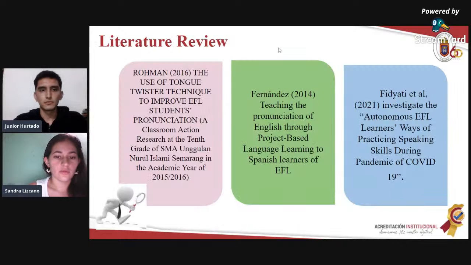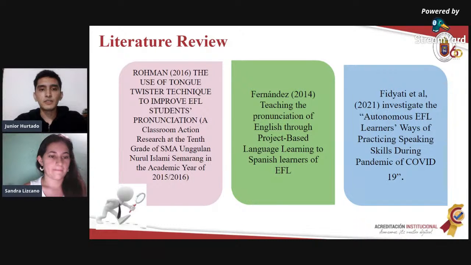So my partner is going to continue with the literature review. Okay, in the literature review, we use some authors or some research that was done before in order to have references for the process that we are going to continue in our project. This section provides a review of studies related to teaching English pronunciation through tongue twisters, in order to know the advantages of implementing this strategy to improve the students' pronunciation.